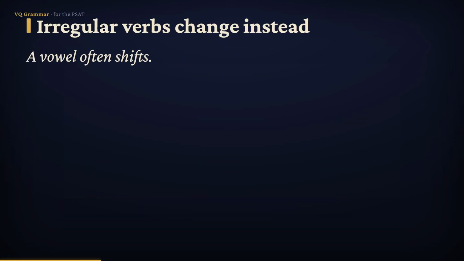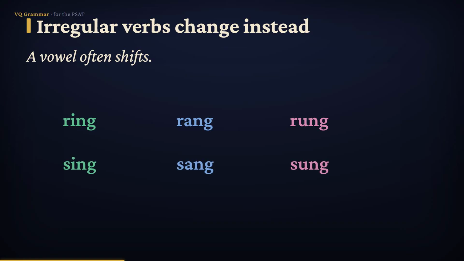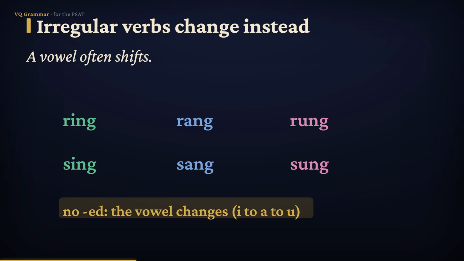So what makes a verb irregular? It does not add ed. Instead, it changes its spelling. In one common pattern, a single vowel shifts to make the past and the participle. Listen to ring, rang, rung, and sing, sang, sung. The vowel marches from I to A to U. Drink, drank, drunk. And swim, swam, swum do the very same thing.